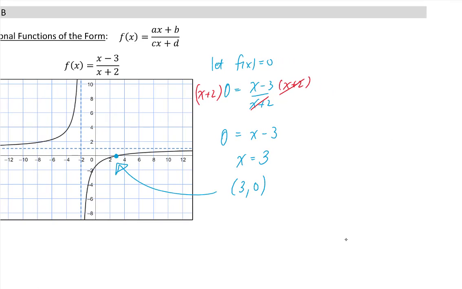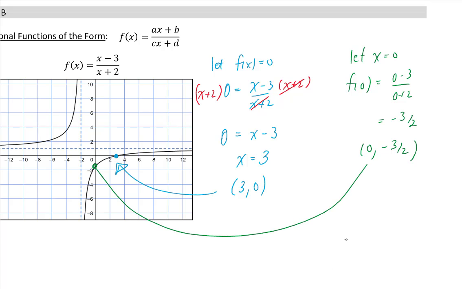To find the y-intercept, same as before, let x equals 0. We get f at 0. That's 0 minus 3 over 0 plus 2. And we see we have a y-intercept at negative 3 over 2. And again, we can show that on our graph right here.